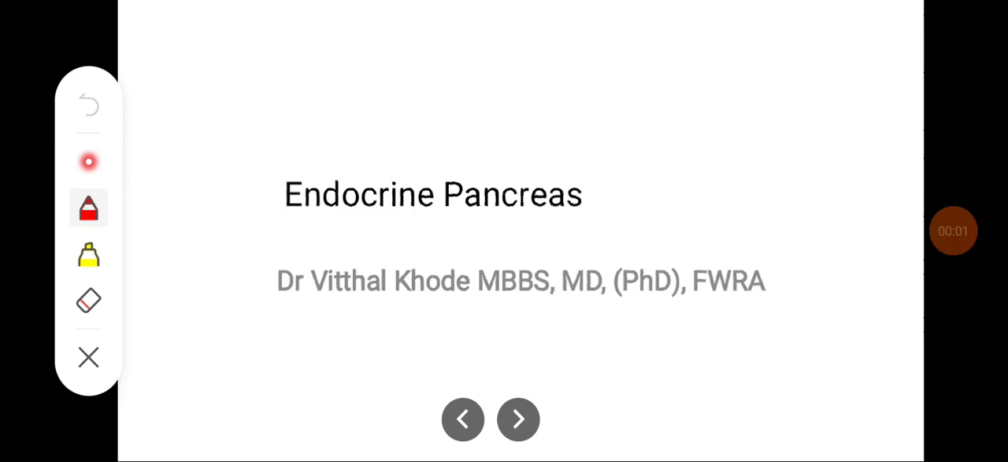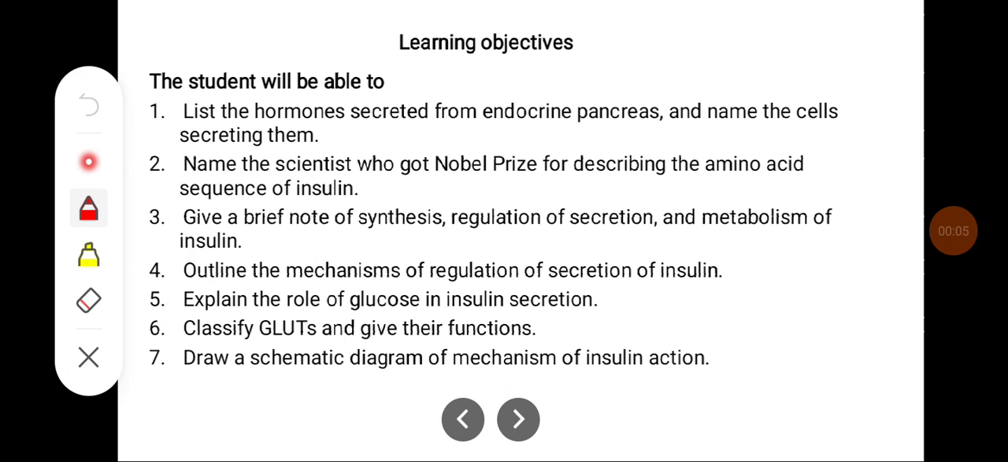In this class, we'll try to learn about endocrine pancreas. The learning objectives of this class would be to list the hormones secreted from endocrine pancreas and name the cells secreting them. Name the scientist who got Nobel Prize for describing the amino acids sequence of insulin.